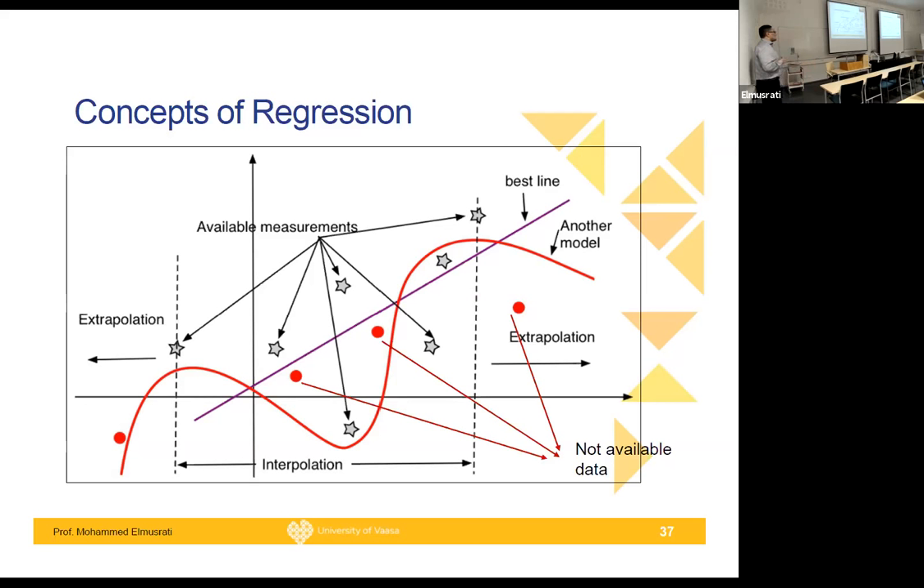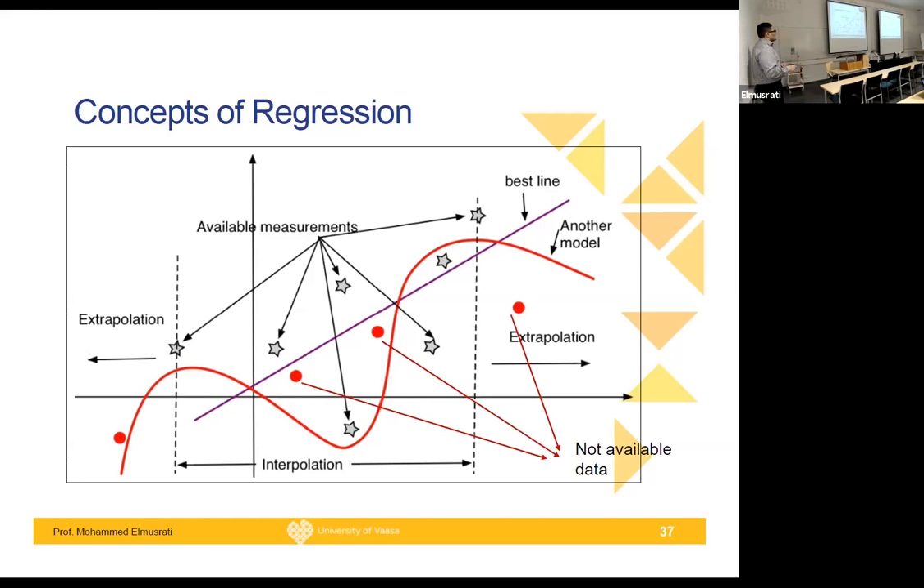Now, if you want to build the best line or the best linear model to represent this data, you can see that the difference between every measurement and the line will be error. Now you want to find the line that minimizes this error. So let us assume that we have this blue line.